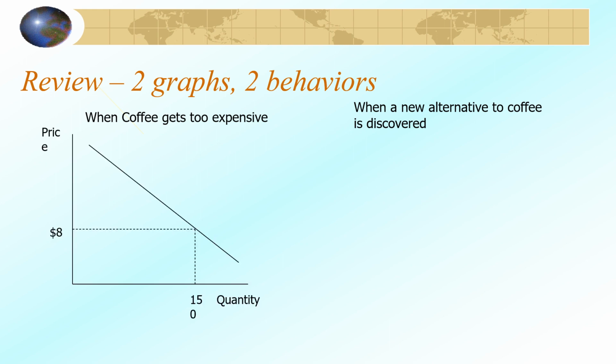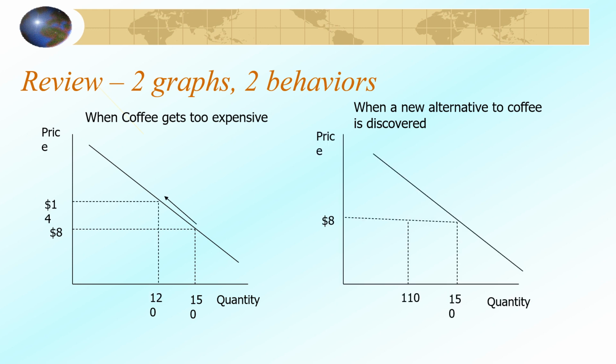And first, one more review. So we have two graphs so far, and we have two different behaviors. So if you actually bring this all up, you'll see different situations. One, what do buyers do when coffee gets too expensive? And the second graph to the right, what do buyers do when there's a new alternative to coffee? So this is very, very important that we have two different behaviors and we graph these different behaviors differently. And this is true just as much for sellers as they are for buyers. So hold on to this.